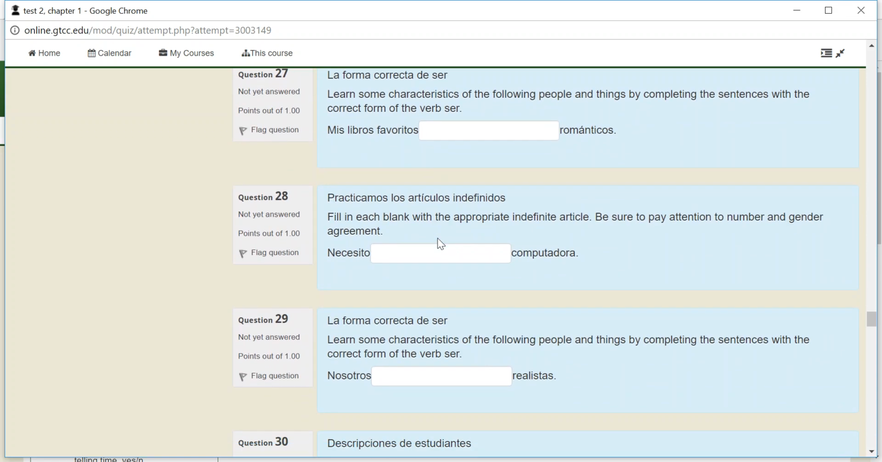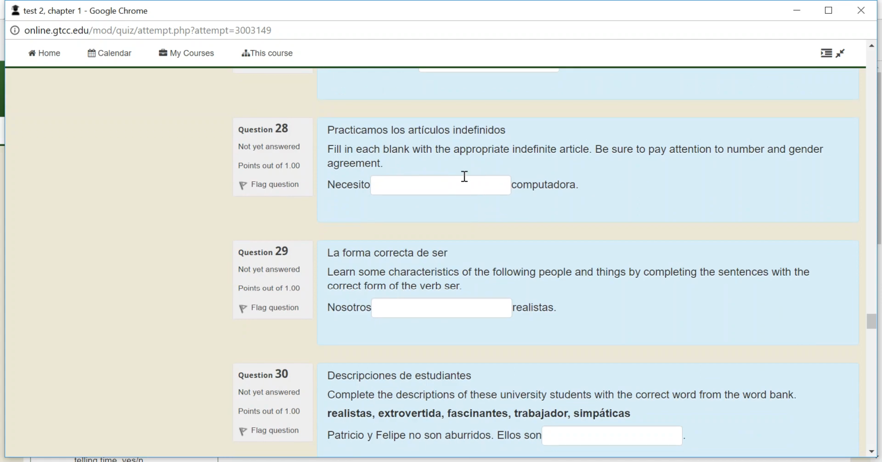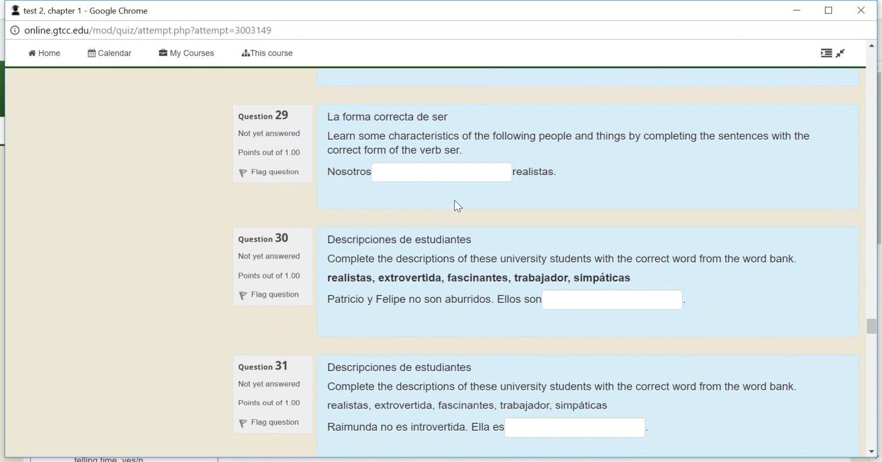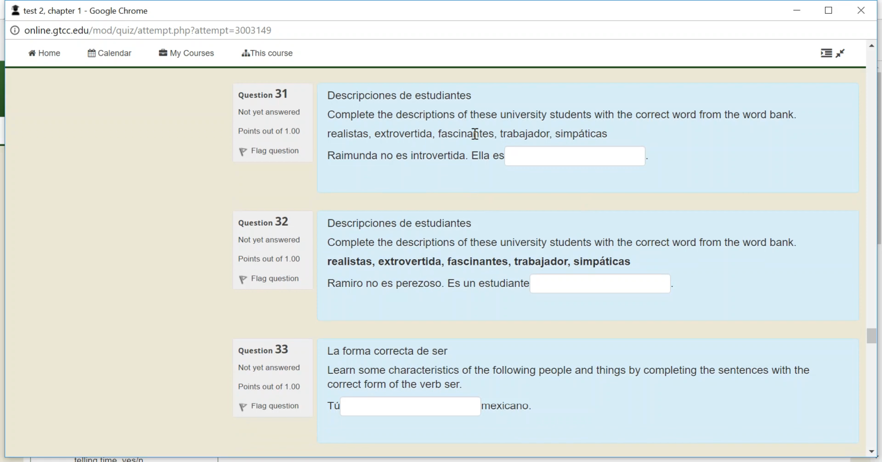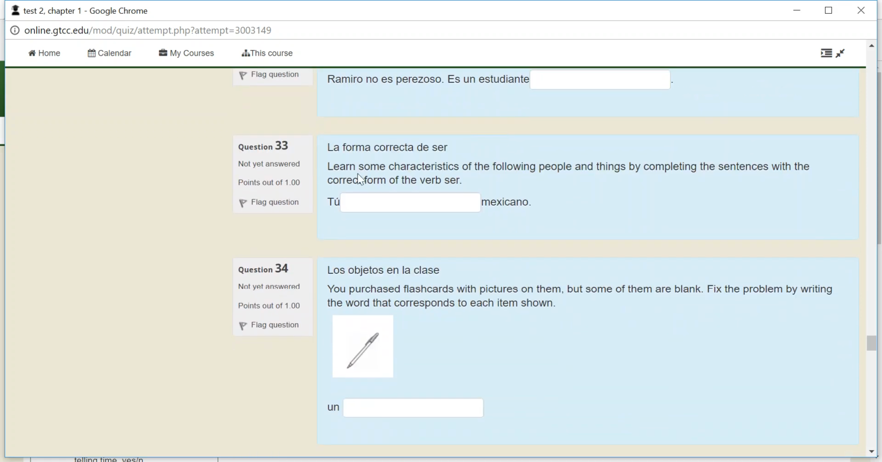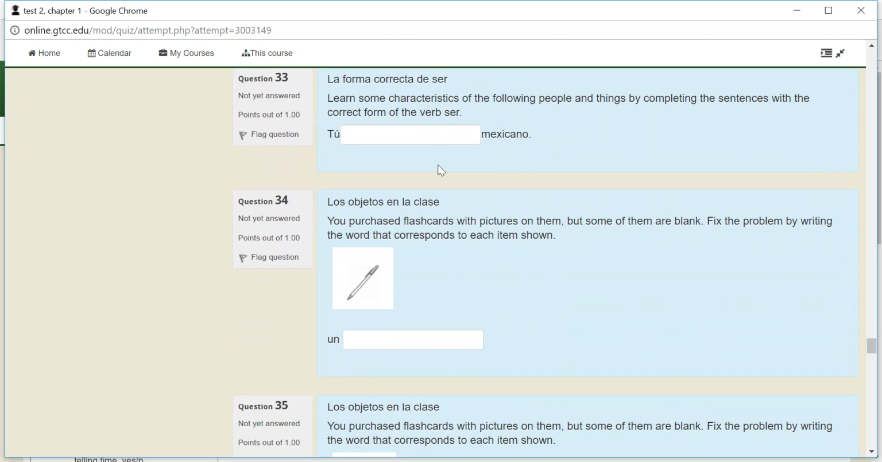You've got a few more. Artículos indefinidos, that's more like the one above where you're filling in the blank with your una, unos, or unas. Again, the correct form of ser. Descripciones de estudiantes, same thing again. You're deciding which of these words would best complete the sentence. Same thing here. This is the la forma correcta de ser again.